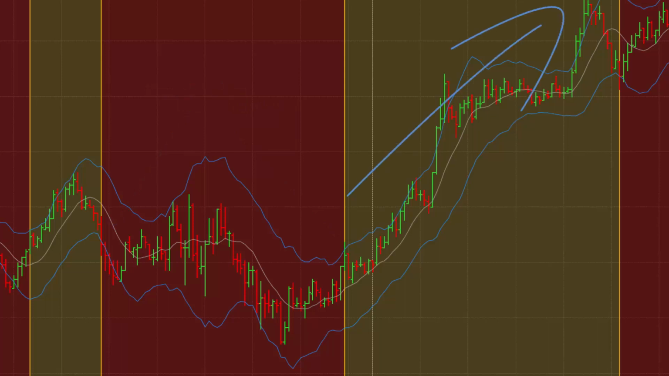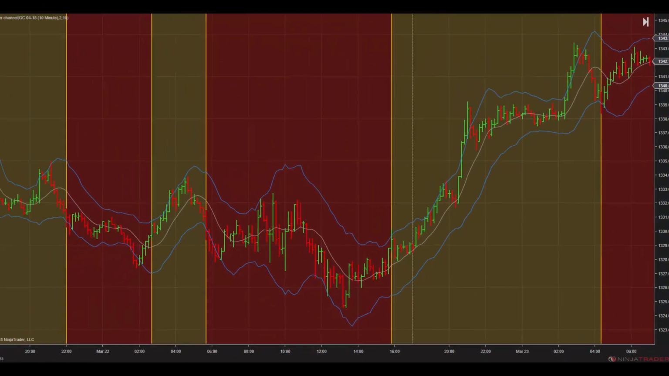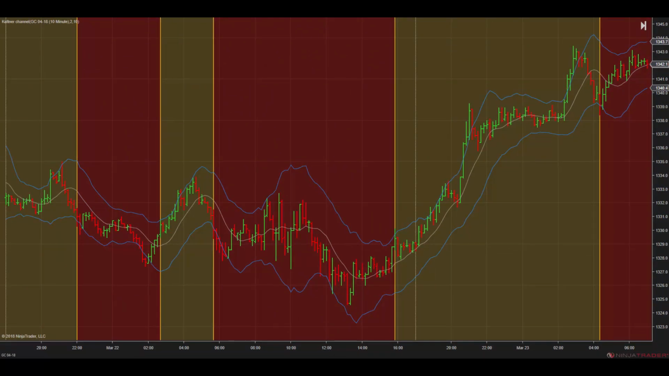Generally, price action should trade near the upper band in an upward trending market and near the lower band in a downward trending market. From this chart, we can clearly see how channel breaches determine short-term market trend and potential areas for entries and exits.